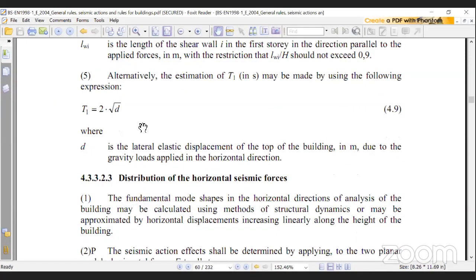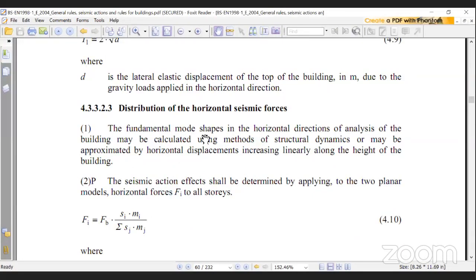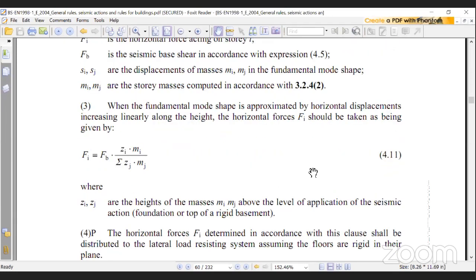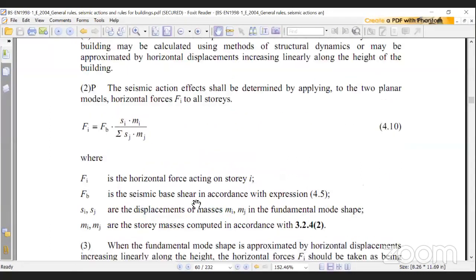here is where I was talking about the distribution of horizontal forces. So once you determine your base shear force, you can then distribute it at the floor levels, either using equation number 4.10 or equation 4.11. I've used equation 4.11 because we had calculated masses of the building. So Zi and Zj in this case are masses of the building. But if you're using equation number 4.10, then you are going to determine displacement. Remember, displacement of the masses.